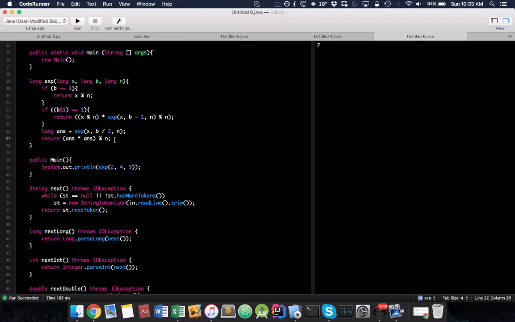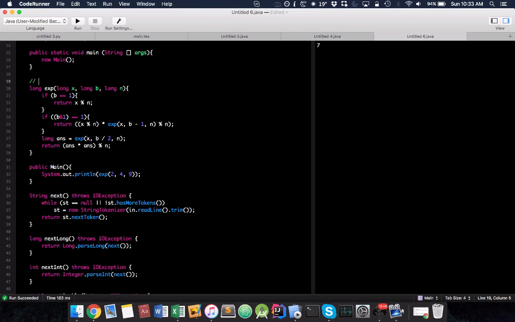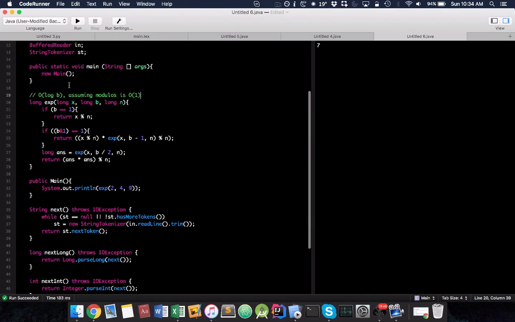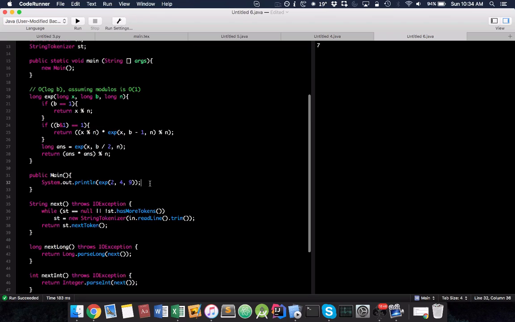This is basically it. The idea is you just want to divide and conquer, and then we finally get a time complexity of roughly O(log b) for the multiplication, assuming the modulus is O(1). So this is modular exponentiation. Hope you guys enjoyed. It's a very simple concept, but it's very useful because you greatly reduce the amount of computations you do.